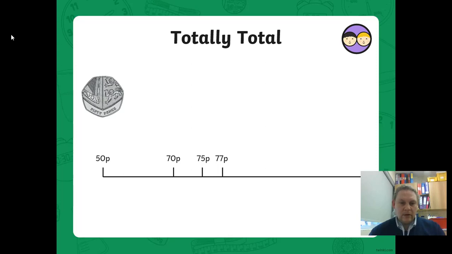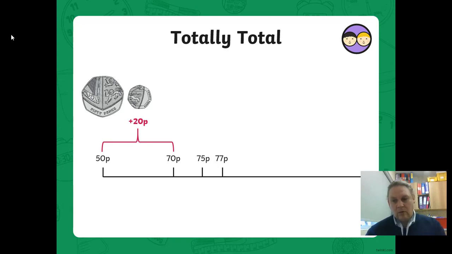Let's have a look on the number line. We've got our 50p. We need to add our 20p. That brings us up to 70p. So 50, 60, 70. Then we need to get to 77p. So what's the next biggest coin that we can get without going over our target? Between 70p and 77p, we've got 7p that we've got to find. We've already found our 70p. We're up to 70. Now we've just got to find this last bit, our 7p.